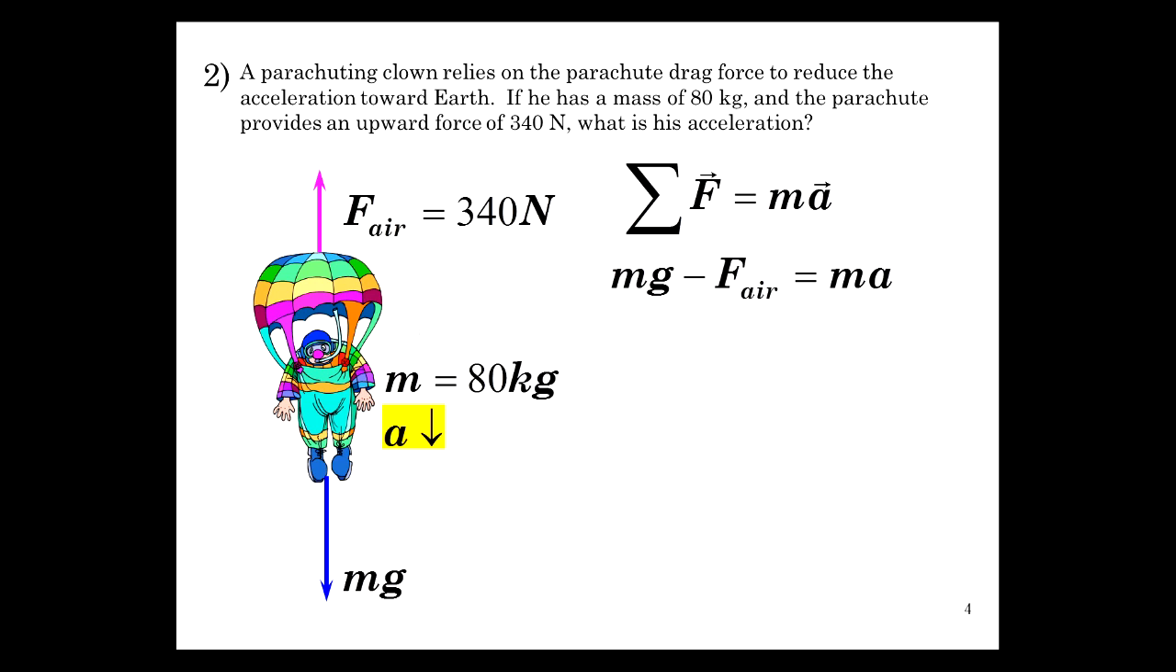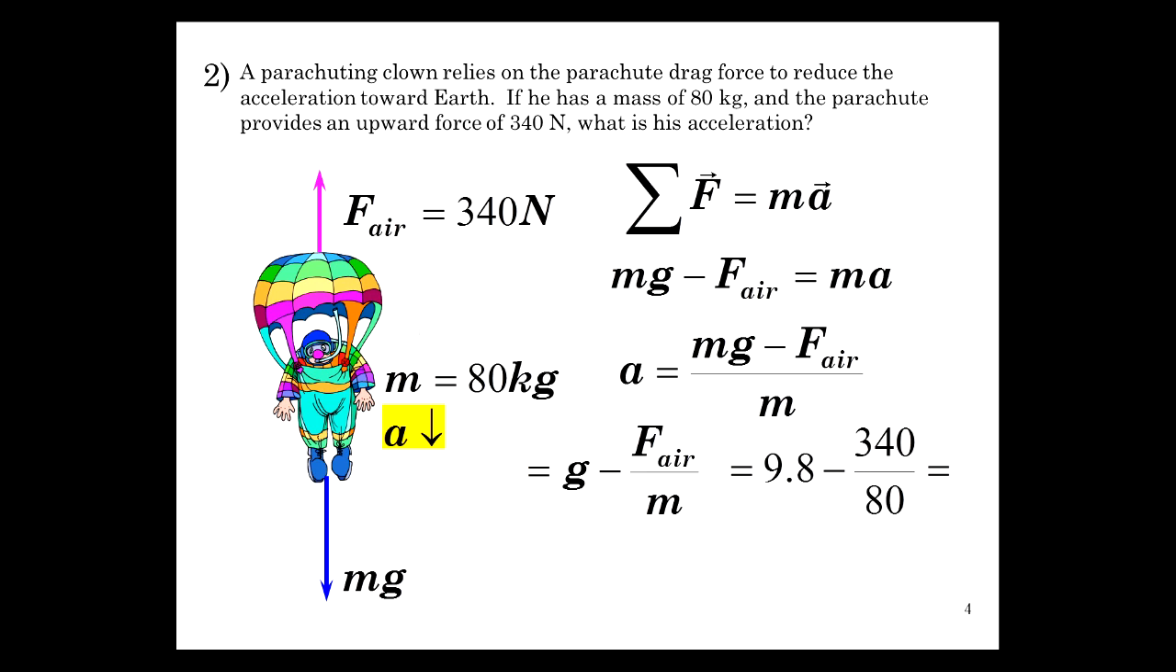Sum of F is ma. So we start with the larger force, mg. This force minus this force is ma. There you go. Same procedure. Solve for a. mg minus F air over m, which is mg over m, which is g, minus F air over m. 9.8 minus 340 over 80. 5.55 meters per second squared.